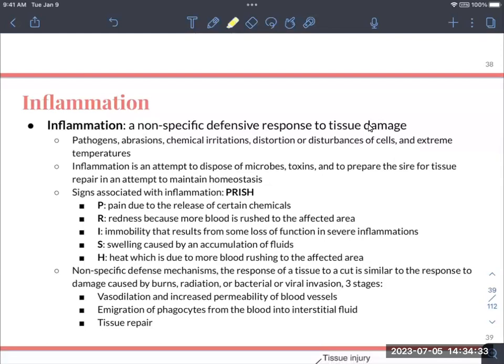Inflammation is another nonspecific response. As I had mentioned before, inflammation can be caused by pathogens, by some sort of abrasion, chemical irritations. Extreme temperatures can cause inflammation. It is your body's way to get rid of pathogens, get rid of toxins.